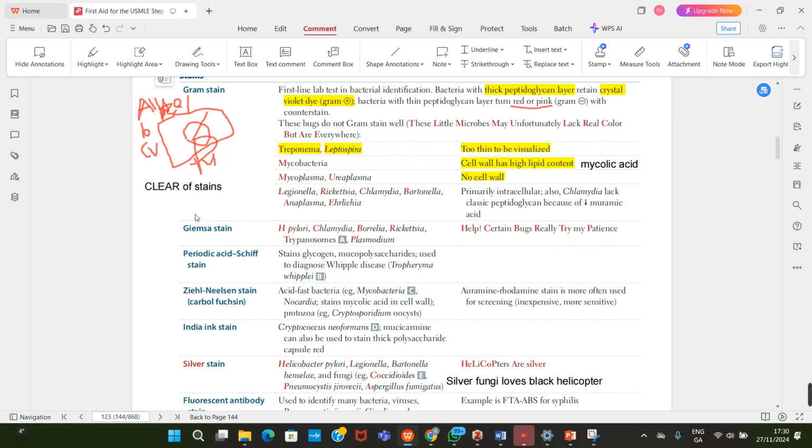Then the last category is what I call clear of stains. These organisms are clear of staining because they are primarily intracellular. So just imagine that a particular organism is within a cell, maybe an epithelial cell, maybe a macrophage. Macrophage is a very good example. They are within the macrophage, right?